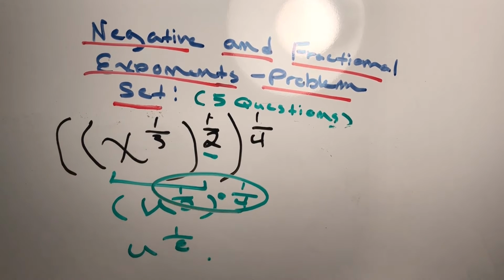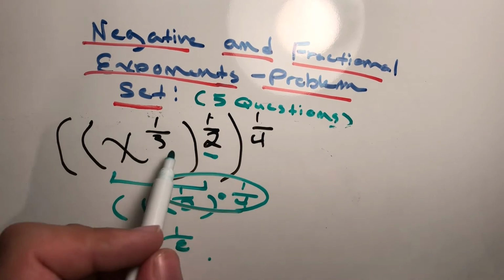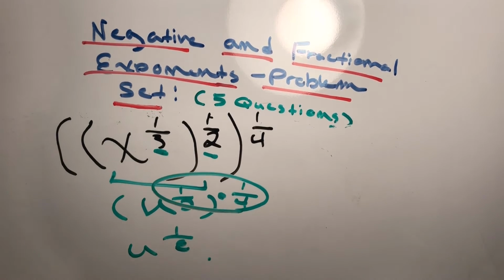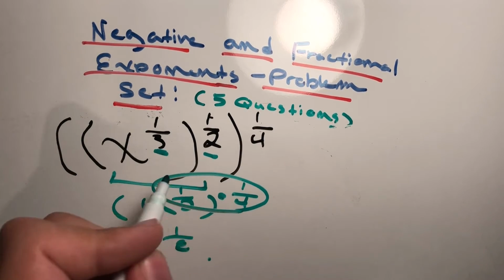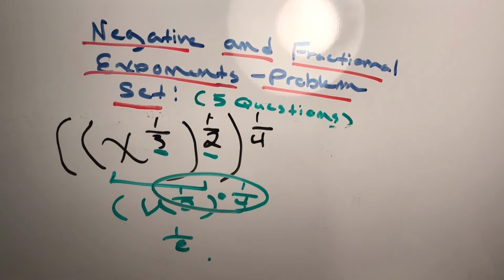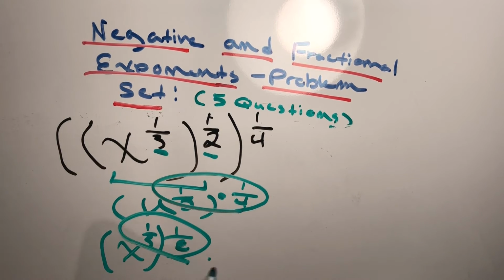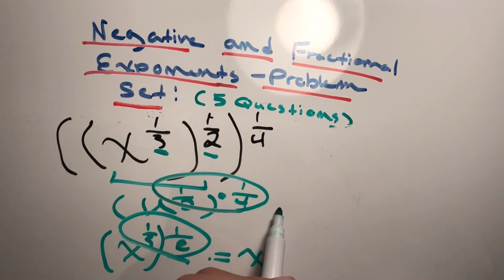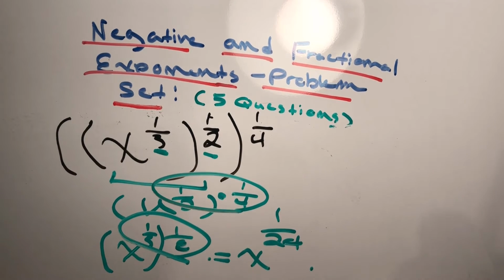Then all we have to do is, since we have u to the 1/8, and we know u is x to the 1/3, that's what I'm defining it as, because I'm taking x to the 1/3, to the 1/2, and then to the 1/4. All I need to do here is take x to the 1/3 to the 1/8. Then I multiply these two fractions together and I get x to the 1/24. That's just a test of our ability to apply the laws here.